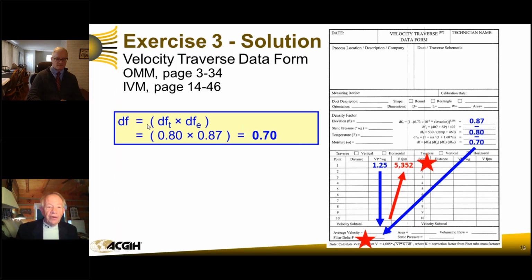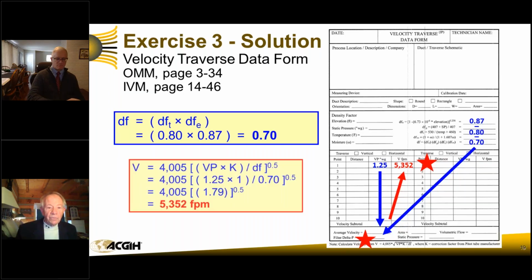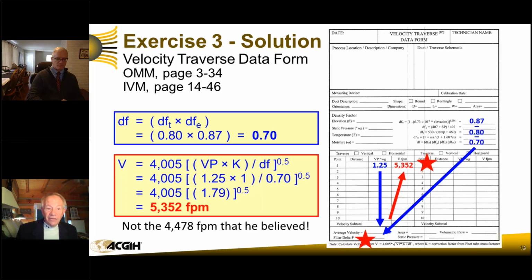Okay, so remember that our density factor is the density factor for temperature, 0.8, times elevation. That gives us the combined total of 0.70, and that's what we use in our equation. And then we take that exact same formula, and we come up with that 5,352 feet per minute actual, not the 4,478 feet per minute that we immediately thought it would be at standard conditions. So it's lying to you, it's underestimating due to density factors. That's what's going to happen.